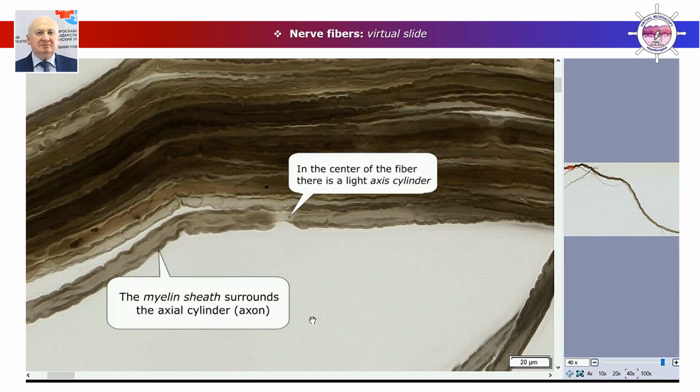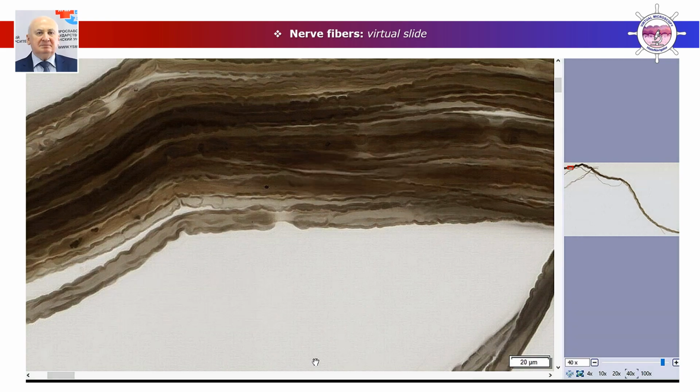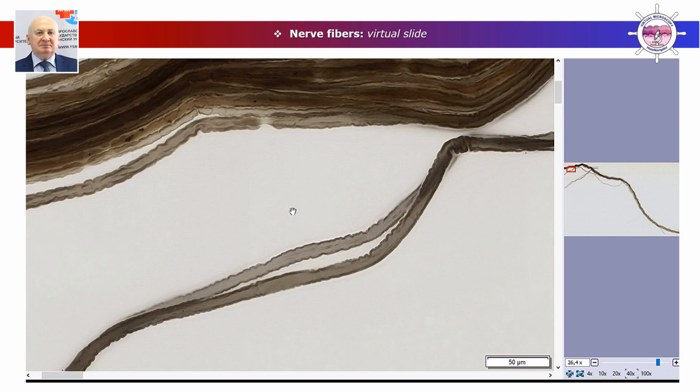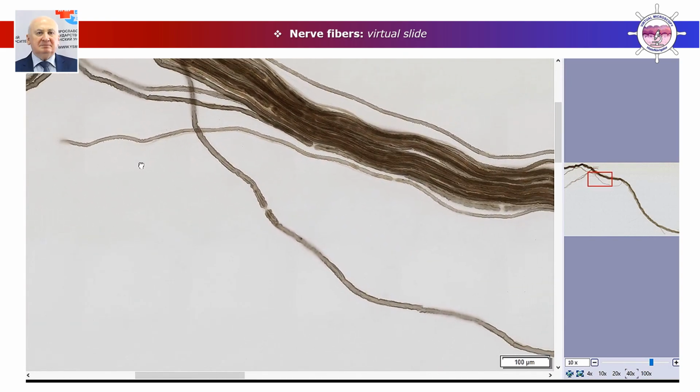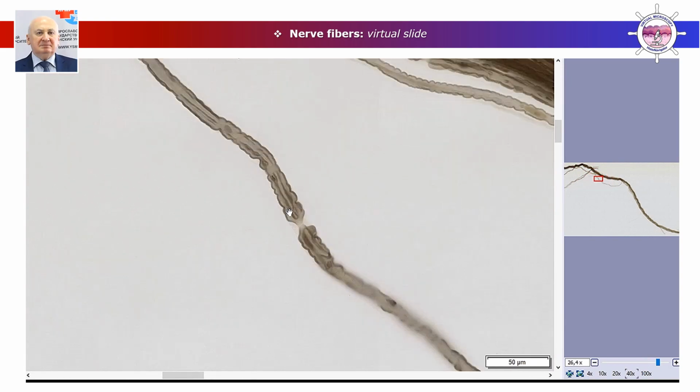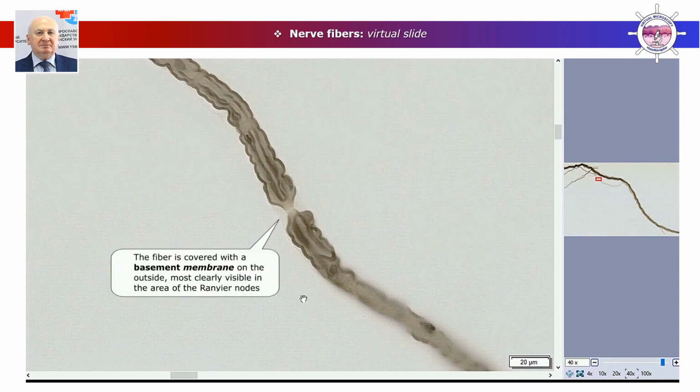In the center of the fiber there is a light axis cylinder, a nerve cell process. The myelin sheath surrounds the axial cylinder. It has a high level of lipids, so upon impregnation with osmium salts it exhibits a homogeneous structure and intense black staining. The fiber is covered with a basement membrane on the outside, most clearly visible in the area of the Ranvier nodes.